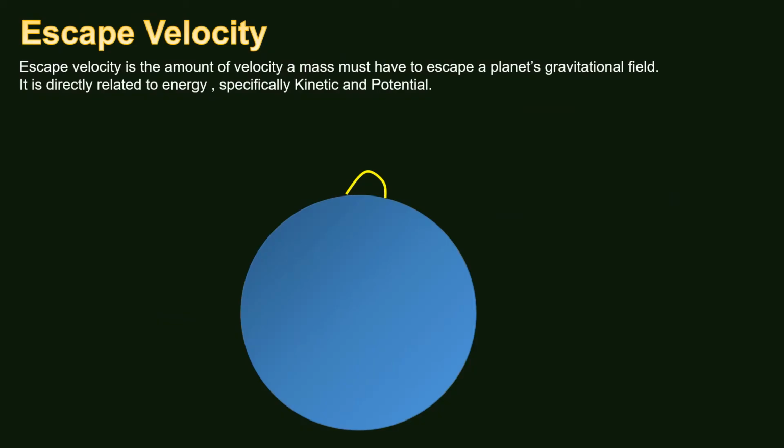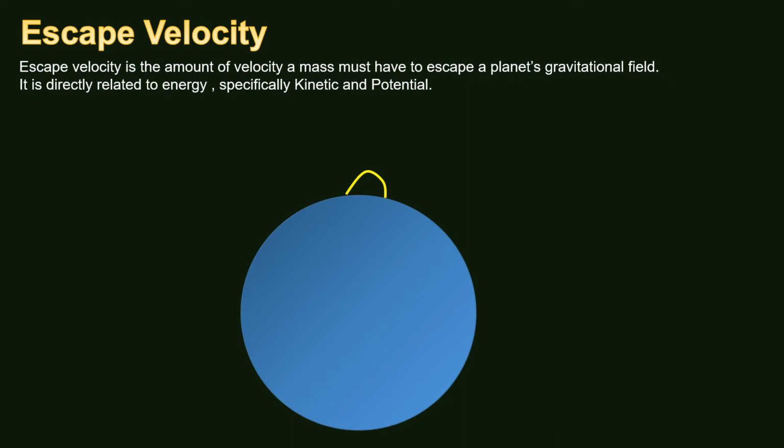Let's look at escape velocity and what that is. Escape velocity is the amount of velocity a mass must have to escape the planet's gravitational field. It's directly related to energy, specifically kinetic and potential. So the amount of kinetic energy in this case has to be reached for the rocket to actually go into orbit.